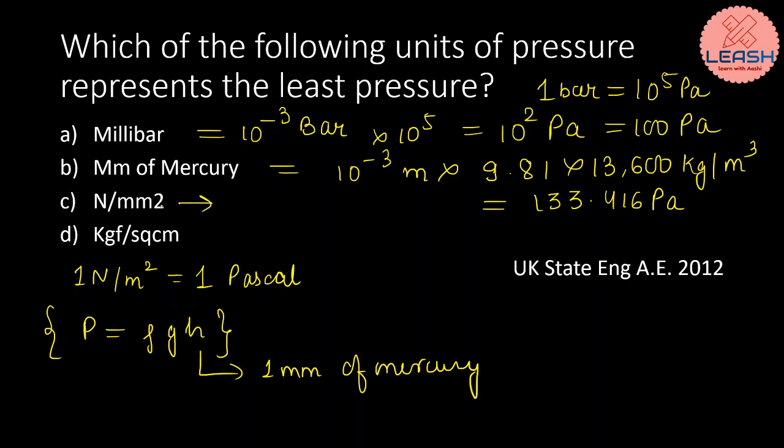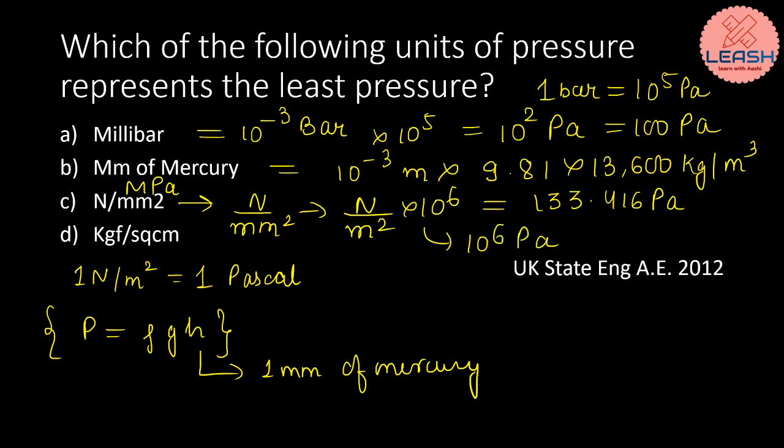Similarly, I can convert Newton per millimeter square also. It is Newton per millimeter square. To convert it into Newton per meter square, I have to multiply with 10 to the power 6, and it is also known as megapascal. So again, it is a larger unit. It is 10 to the power 6 pascals. So far this is the least.